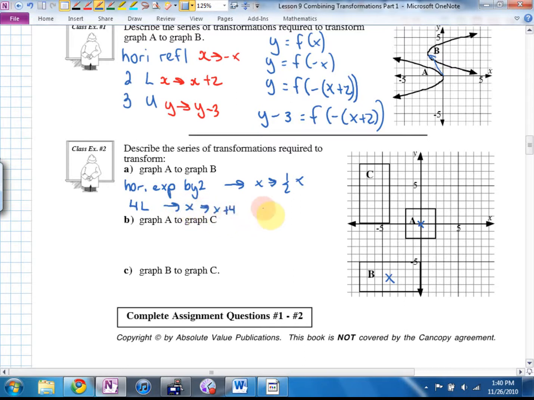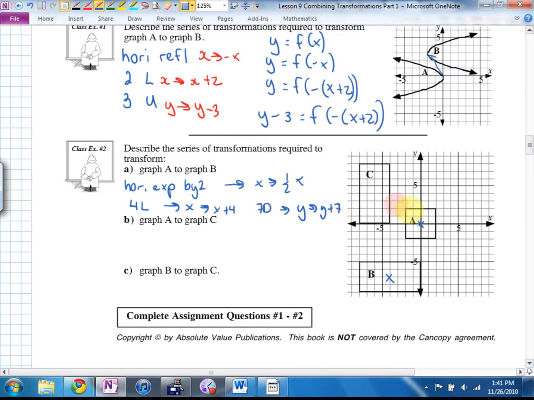And Luke? 7 what? I thought you said it. Sorry. Oh, you did say it. Yes. 7 down. That means they replaced, oh, I don't want to draw the arrow there, Mr. Dueck. Well, whatever. That means they replaced y with y plus 7.